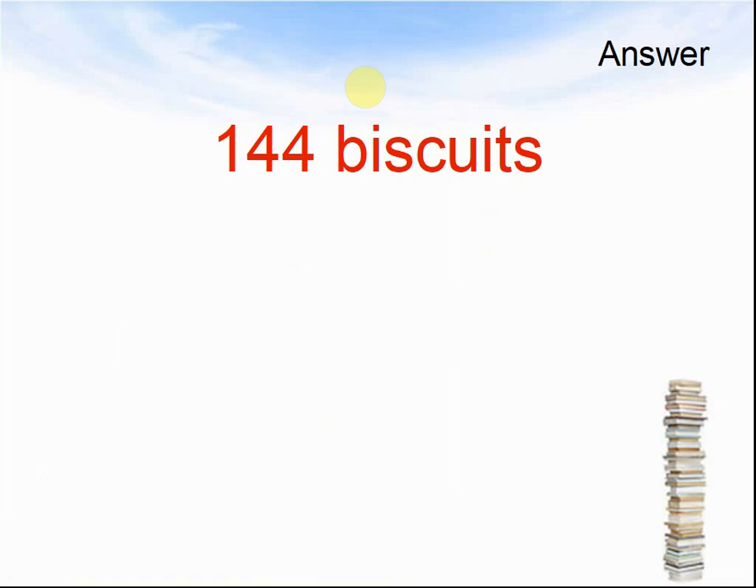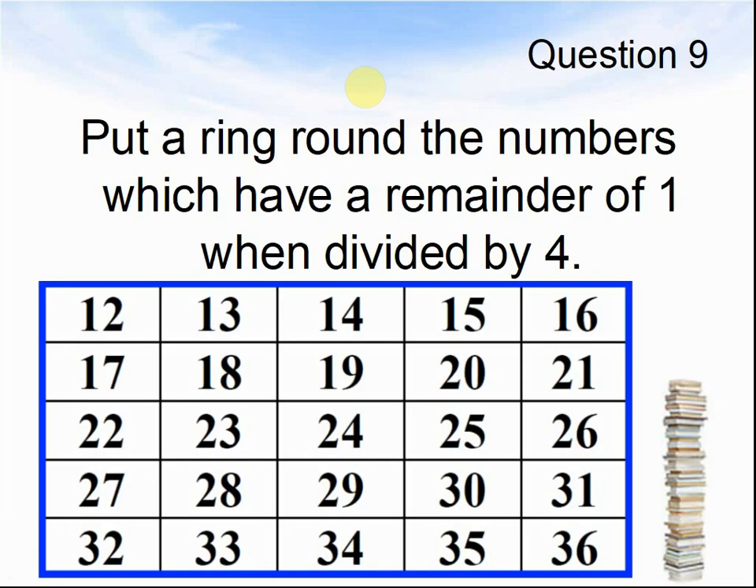Let's look at the next question. Question 9. Put a ring around the numbers which have a remainder of 1 when divided by 4. Pause the video until you are ready to see the answers. Here comes the answers.